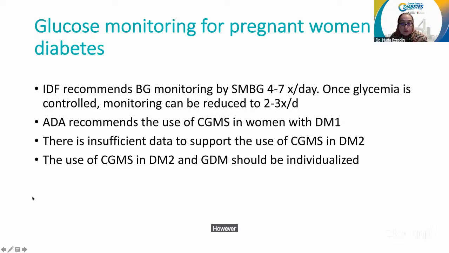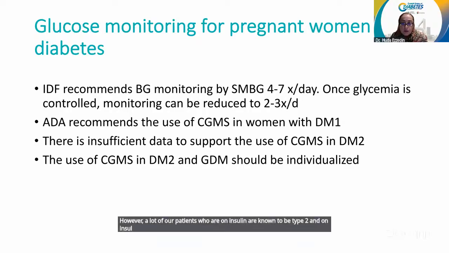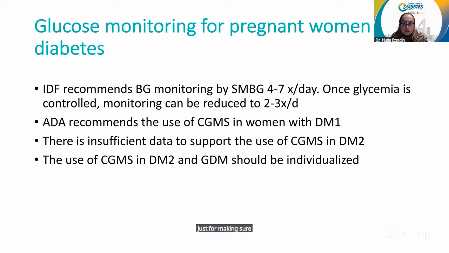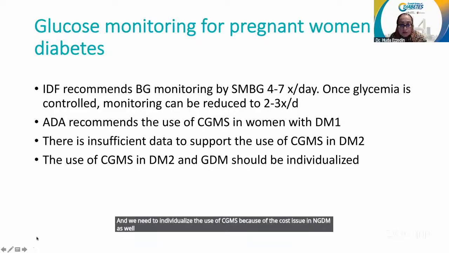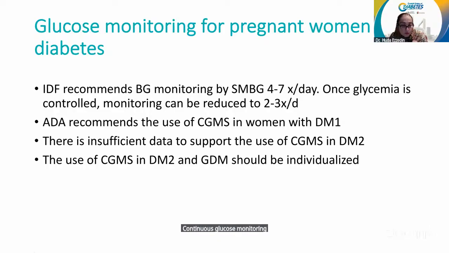However, a lot of our patients who are on insulin, known to be type 2 and on insulin, would benefit from having the continuous glucose monitoring system, maybe coupled with the capillary SMBG, just for making sure that we're not missing hyper or hypoglycemia. And we need to individualize the use of CGMS because of the cost issue in GDM as well. From insurance purposes, once a patient is on insulin, then I feel that continuous glucose monitoring is really worthwhile.